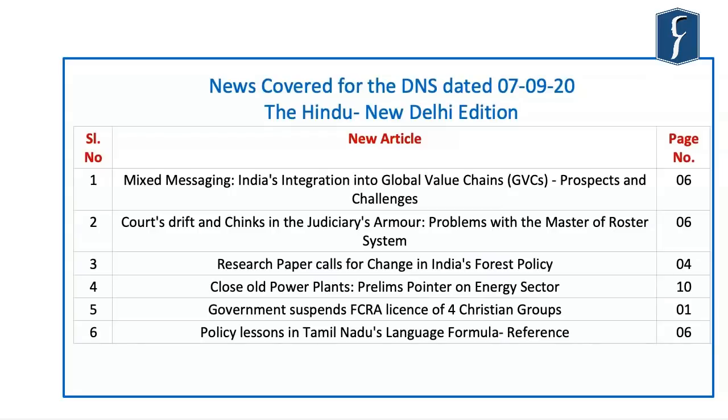Hello everybody, welcome to Daily News Simplified, an answer to what, why and how of newspaper reading. Today we shall be analyzing the Hindu newspaper dated 7th of September 2020 of the New Delhi edition. The topics to be discussed today have been presented on your screen. Timestamping for the same has been provided in the description box below. Let us begin our today's discussion.